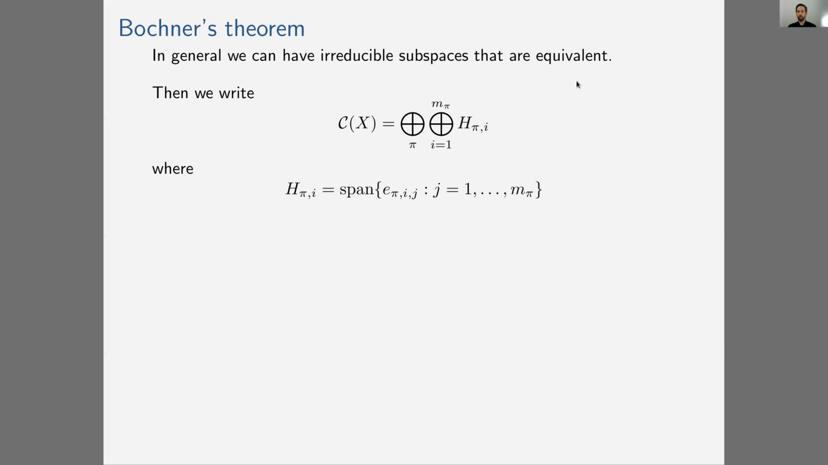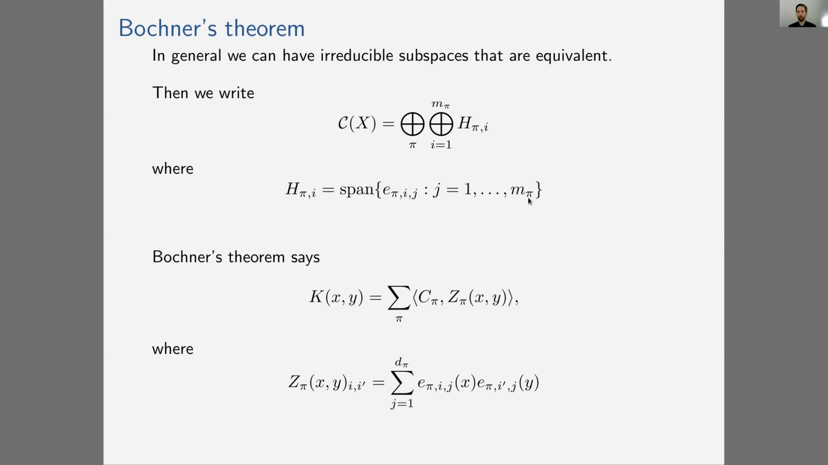And then if you can have equivalent subspaces, you need to write the decomposition like this. So here we have a sum over pi. Pi is here just, in general, all the irreducible representations of our group without repetition. And then this n pi denotes how often the representation pi appears, so how many equivalent copies appear in this space of functions. And then we use the notation h pi I, and we also want to consider a basis of that space. So we say h pi I is the span of the functions e pi ij, where j runs from 1 to n pi.